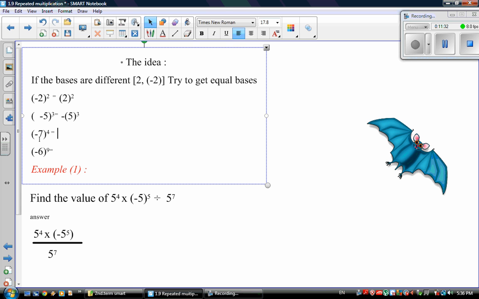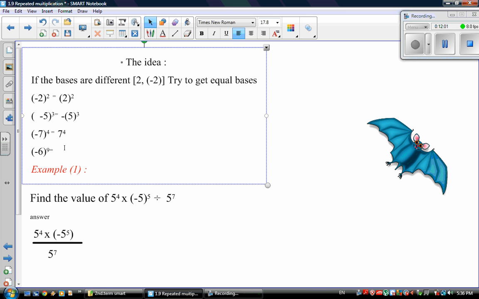The next one, look at the number. The base is negative 7. Look at the power. The power is odd, so we are going to keep the negative sign outside. If the power is even, like this, 4, we are going to remove the negative sign and write 7 to the power 4.